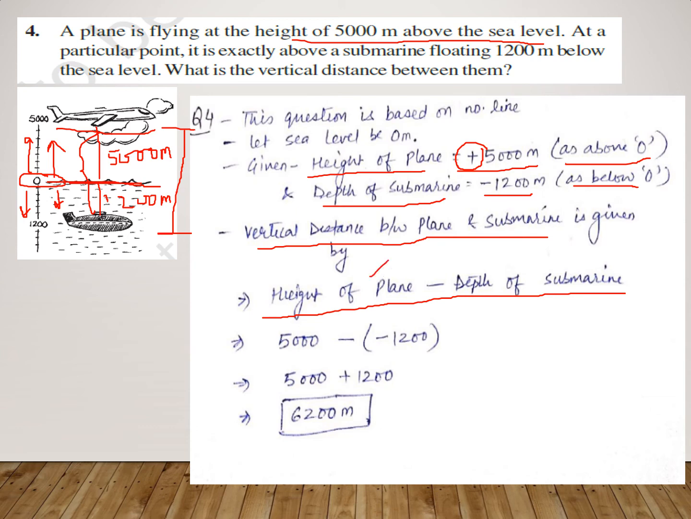So we will do it like this. While putting the values, height of plane is plus 5000, then we have a minus sign, and finally we have depth of submarine, that is how much? 1200 but with negative sign. Now what will happen? These two negatives will become positive. Why? Because negative into negative is positive. So we have 5000 plus 1200 and the final answer is 6200 meters. I hope you got this. What we are doing is taking above sea level as positive, below sea level as negative.